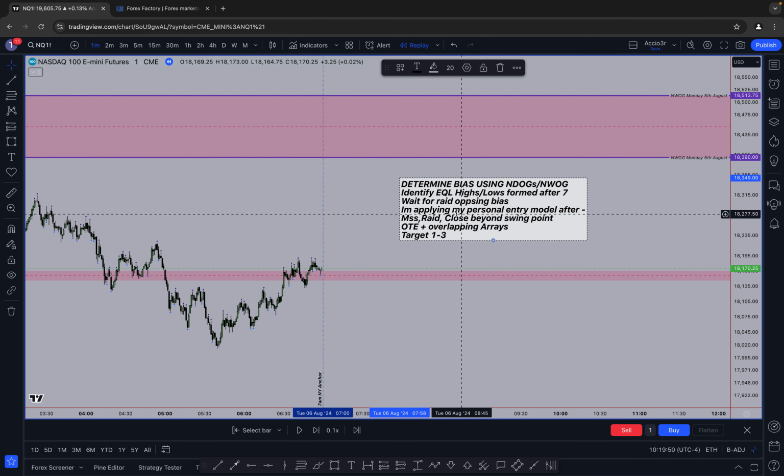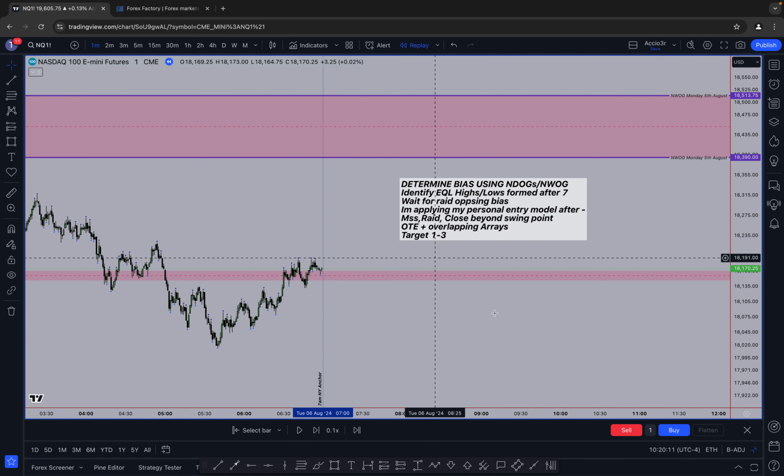The entry model that I'm going to be using is my own personal model, where I wait for a shift in market structure, a raid of a swing low, and a close beyond a swing point, which you'll see as we move along in this video. I'm then waiting for an optimal trade entry plus an overlapping array to target a 1 to 3.